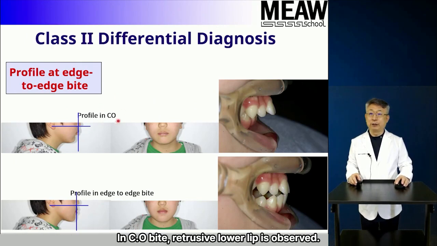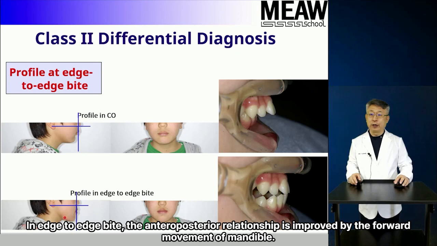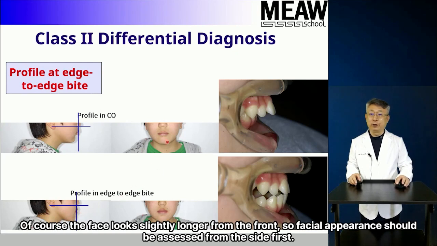In show bite, retrusive lower lip is observed. In edge-to-edge bite, the anteroposterior relationship is improved by the forward movement of mandible. Of course, the face looks slightly longer from the front, so facial appearance should be assessed from the side first.